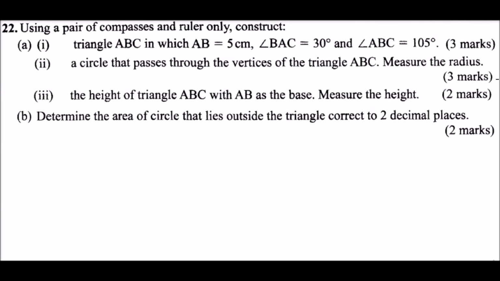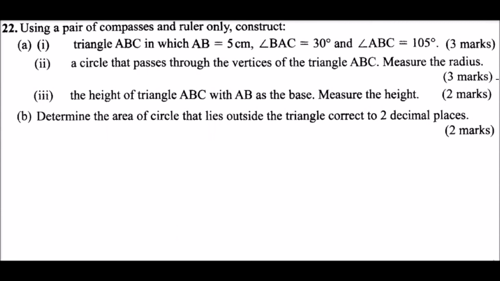This is question number 22 on construction. Using a pair of compass and a ruler, construct, Roman number 1, a triangle ABC, in which AB is equals to 5 centimeter, angle BAC is 30 degrees, and angle ABC is equals to 105. Number 2, a circle that passes through the vertices of triangle ABC, measure the radius.